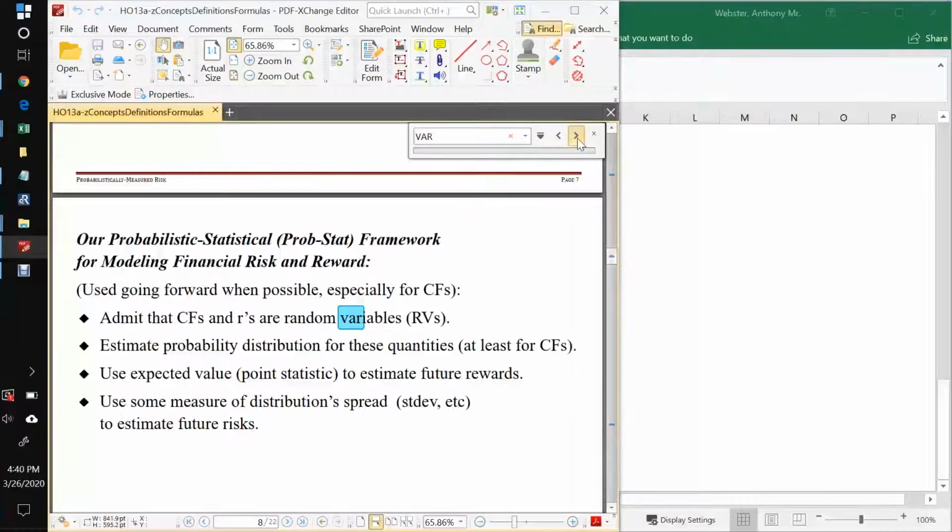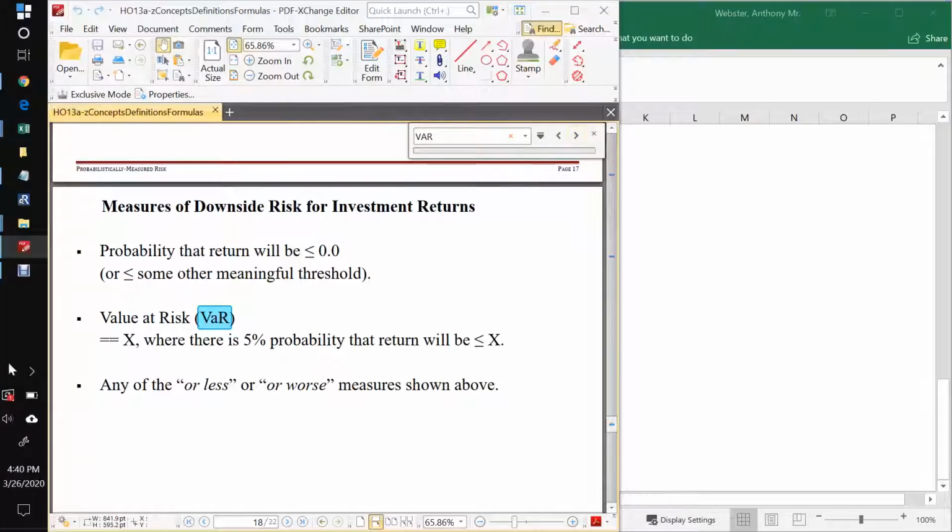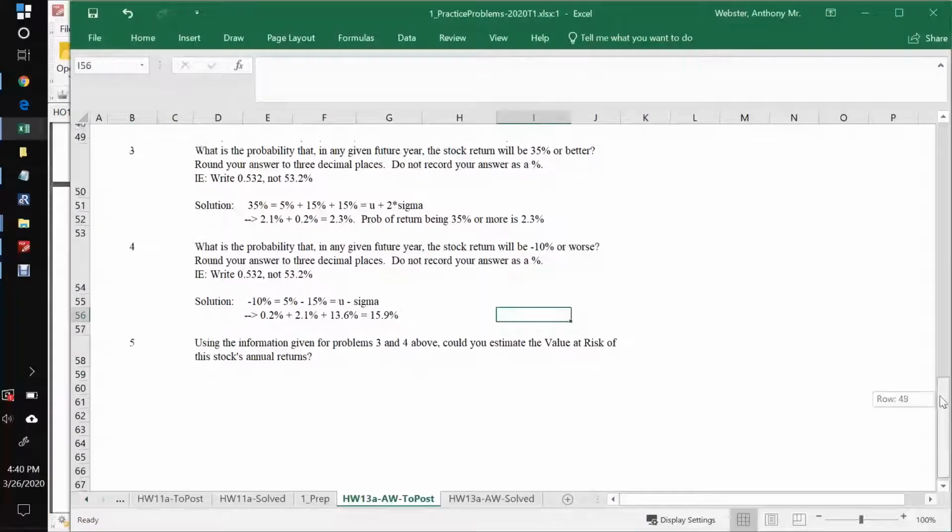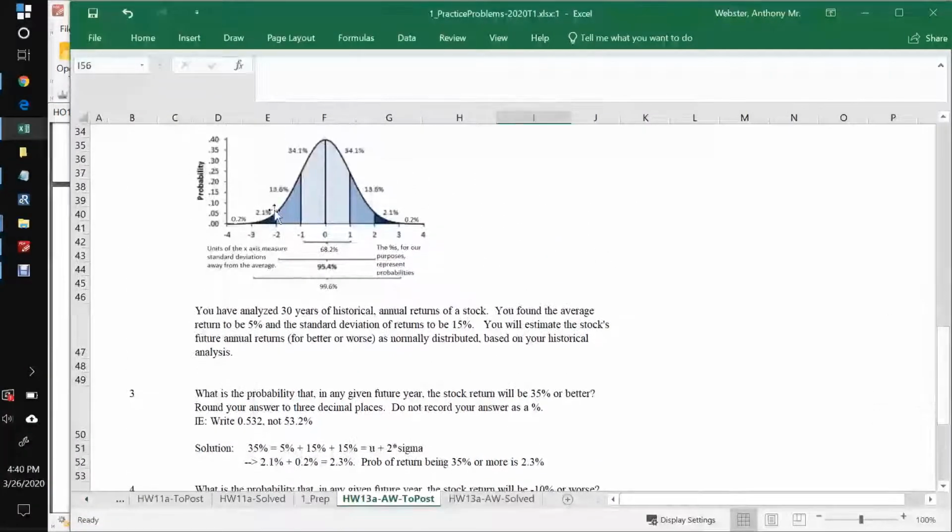That's not so helpful. But here we go. And here's our definition. Value at risk is X, where there's a 5% probability that our return will be X or less. Okay. So that means 5% probability. So what I have to do here is look on the graph, and it's or worse. So I want to be looking in this left tail. And I'm going to be able to get the value at risk if I can add up some of these to get 5%. And I cannot, okay?